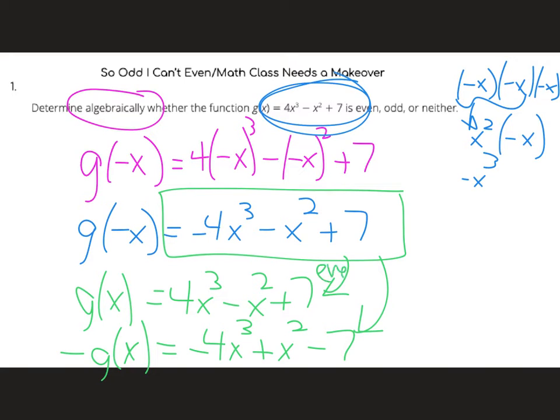This would be even. This would be odd. So the answer is neither. So if it matched the same, that would be even. If it matched the opposite, that would be odd. Since it matches neither, it is neither.